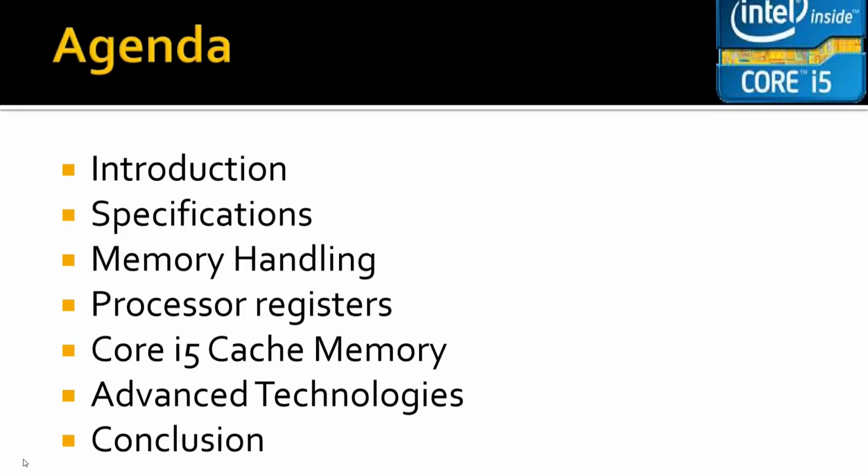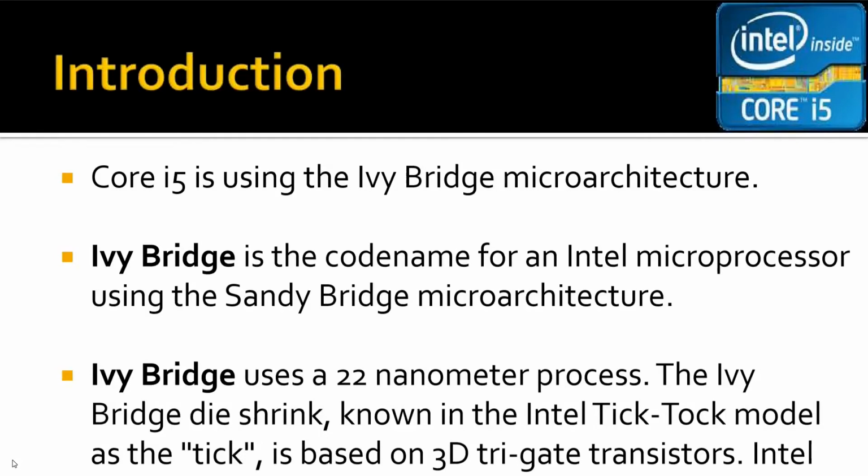Agenda: Introduction, Specification, Memory Handling, Processor Register, Core i5 Cache Memory, Advanced Technologies, and lastly, Conclusion. Introduction: Core i5 is using the Ivy Bridge microarchitecture. Ivy Bridge is the code name for Intel microprocessors using the Sandy Bridge microarchitecture.